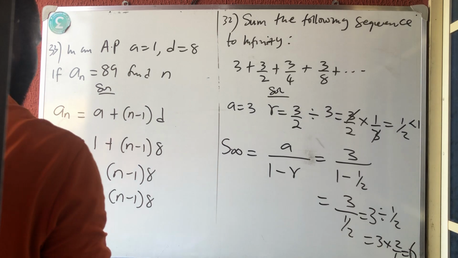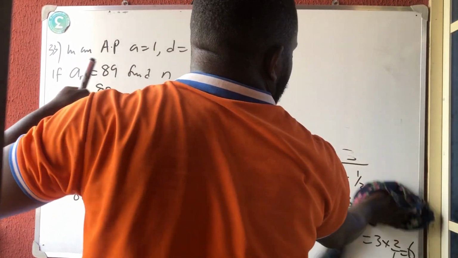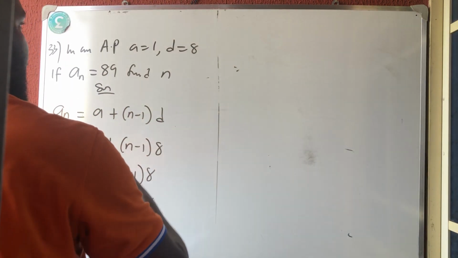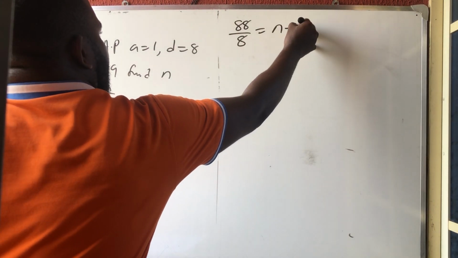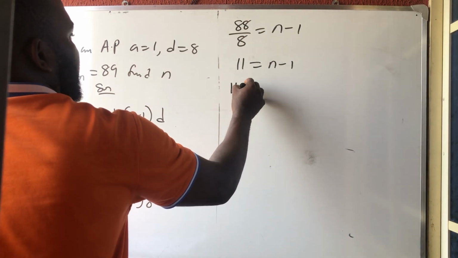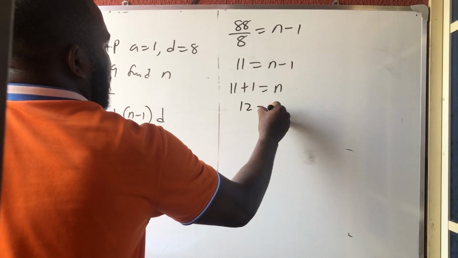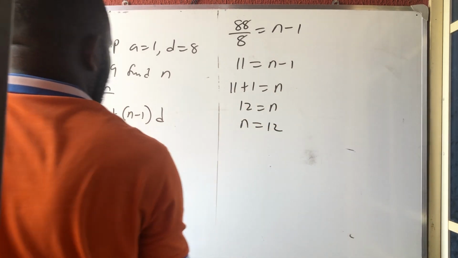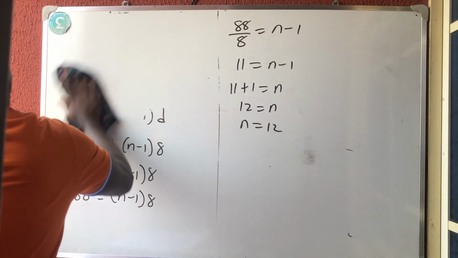If I divide everybody by 8, I'm having that 88 divided by 8 is equal to n minus 1. So 11 is equal to n minus 1. This one moving here, 11 plus 1 is equal to n. So 12 is equal to n, which means n is equal to 12. As simple as that. So number 34.